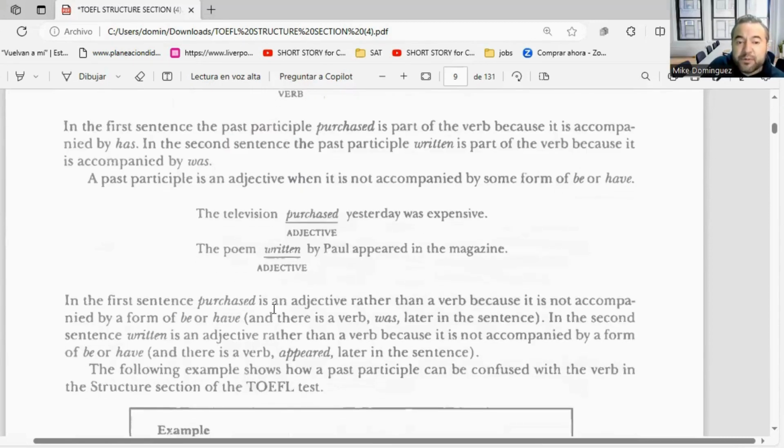In the first sentence, purchased is an adjective rather than a verb because it's not accompanied by a form of the verb be or have. And there is a verb, was, later in the sentence. In the second sentence, written is an adjective rather than a verb because it's not accompanied by a form of the verb be or have. And there is a verb, appeared, later in the sentence.